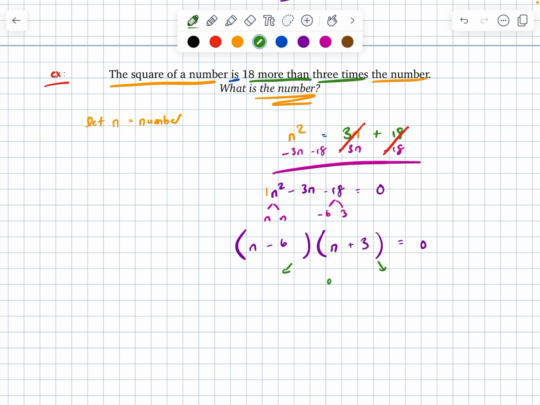From here, all I got to do is some zero property. If these two things multiply together to get 0, one of them must be 0. So either the n minus 6 is my 0, or the n plus 3 is my 0. From here, all I got to do is get n by itself. On the left, let me add 6 to both sides. My first possible value of n could be positive 6. And on the right, if I subtract 3 from both sides, that will reveal that the second possible value of n would be negative 3.